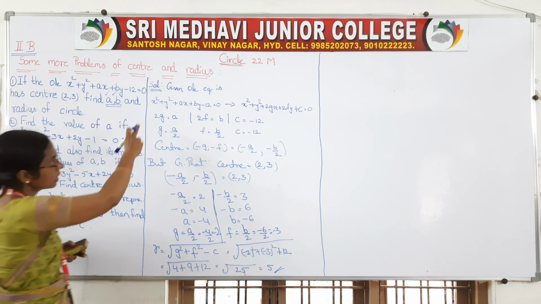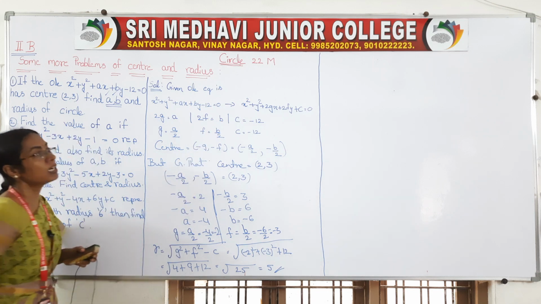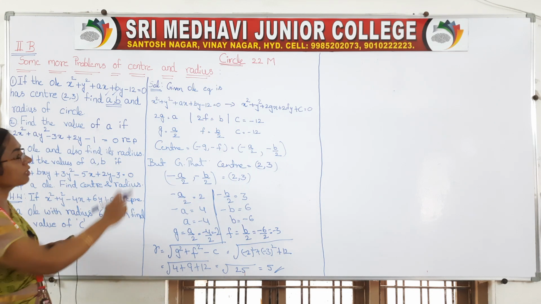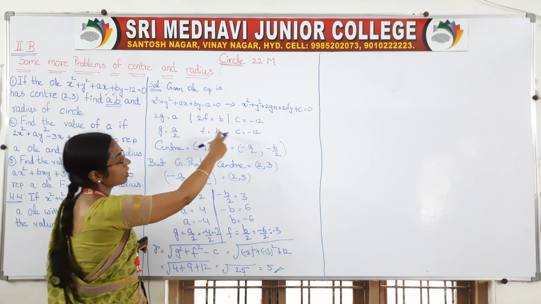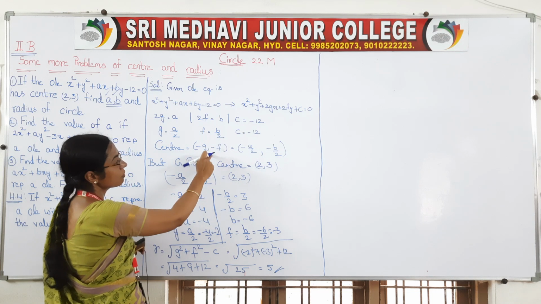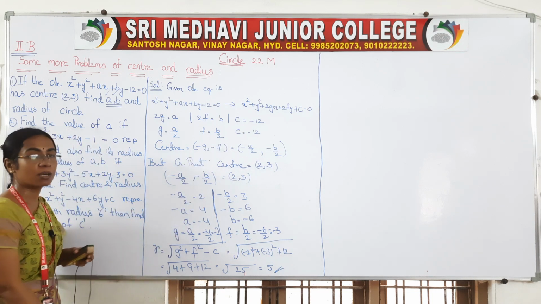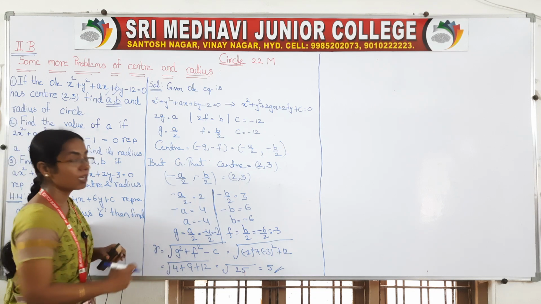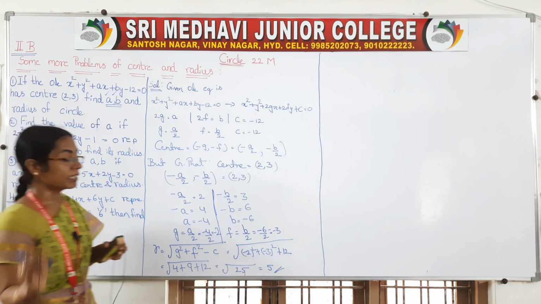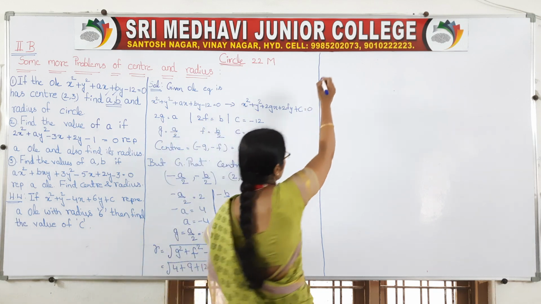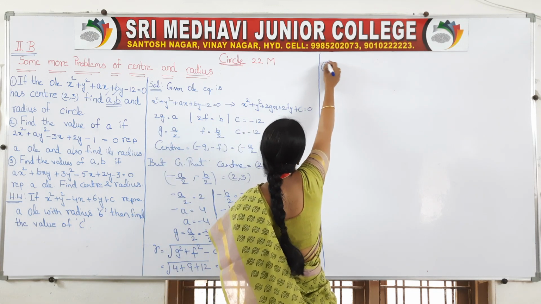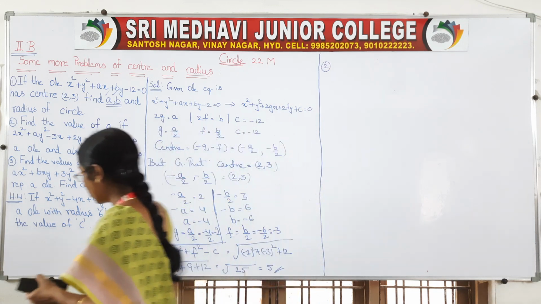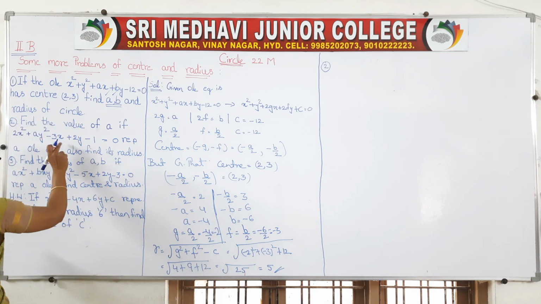So very simple, just compare with your general circle equation, then you will get your g, f, c. This is the formula, right? Center formula is (minus g, minus f). Then you take the radius formula, you will get your answer. I think you are already used to these formulas, center and radius. Now come to the second question.